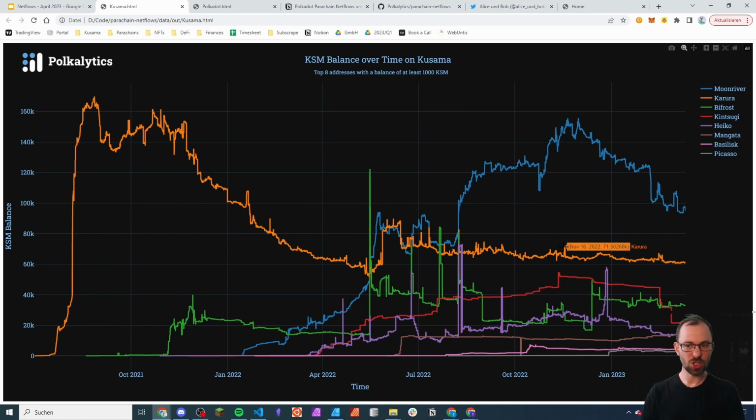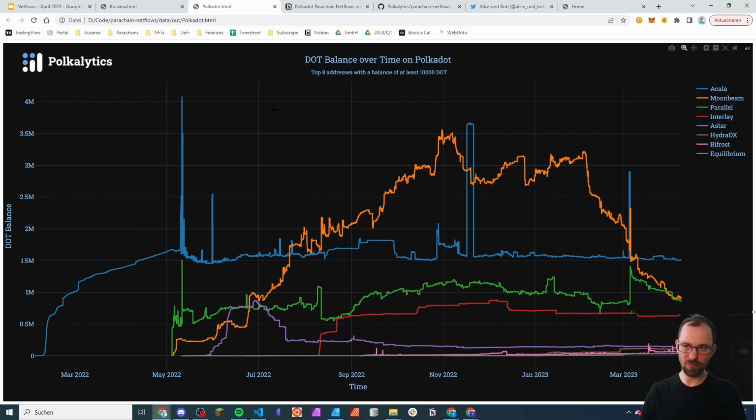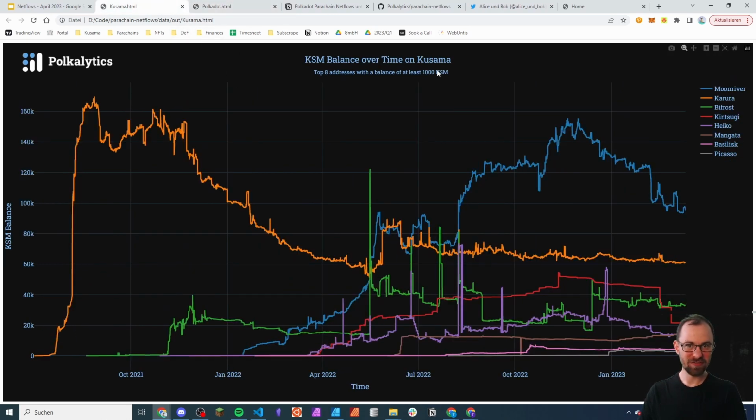The field is much closer on how chains are basically in their relationship to how much DOT they have. So let's compare it with what we're going to see on Polkadot now. This is the Polkadot chart. And also important to consider, I filtered out results that were very low on the chart here.